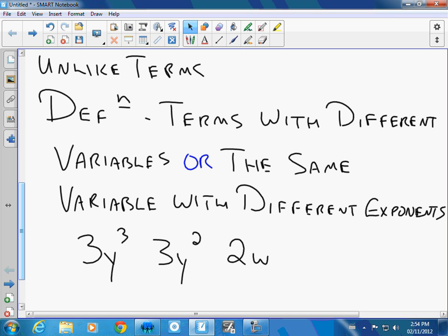You could try. Okay, now what we're going to do, guys, is we're going to take the like terms, we're going to collect them. That's all we're going to do. Can we collect the unlike terms? We can only collect the like terms. That's what we're going to do. Okay, here we go. You guys have this?